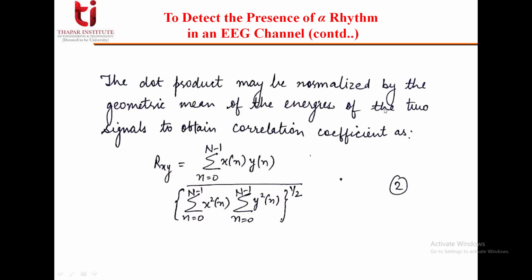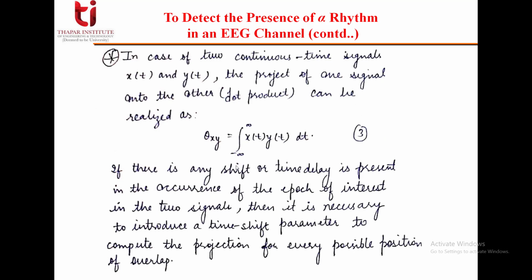So how can we determine the formula for the correlation coefficient? We take the dot product, the summation from n equal to 0 to capital N minus 1 of x[n] y[n], and divide it by the square root of the energies of these two signals: the summation from n equal to 0 to N minus 1 of x squared[n], times the summation from n equal to 0 to N minus 1 of y squared[n]. This is how we obtain the correlation coefficient. This was for discrete signals.